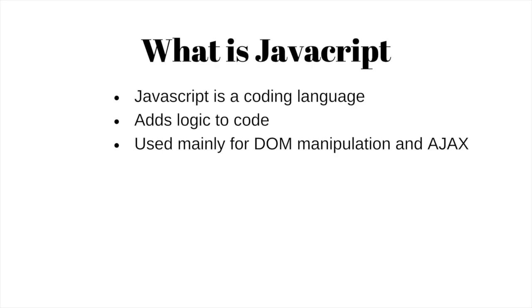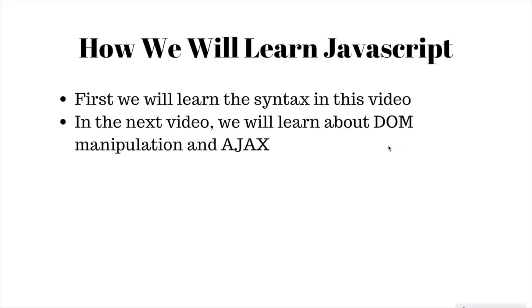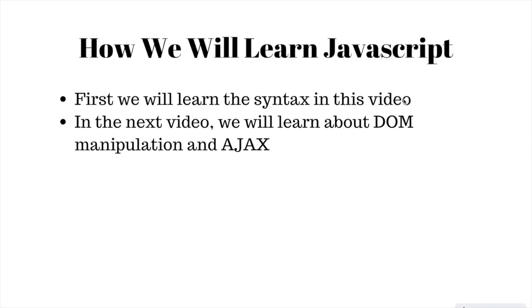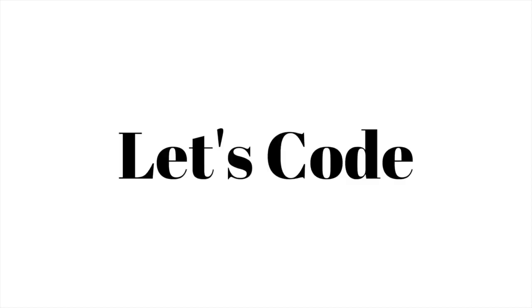So the website chooses what to do based on what you write, and it's used basically for DOM manipulation, AJAX, and if I explained it to you right now, you wouldn't really understand it, but I'll explain it later. Since it's hard to explain DOM manipulation and AJAX without knowing the syntax of JavaScript first, we're going to learn the syntax in this video, and then in the next video we'll learn about DOM manipulation and AJAX, which are the applications of JavaScript. So let's code, let's learn about the syntax.